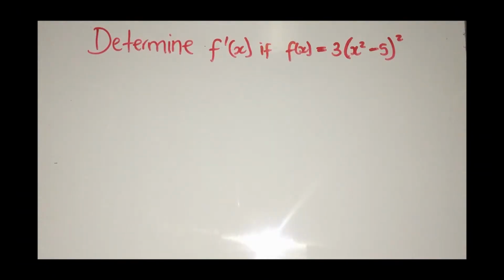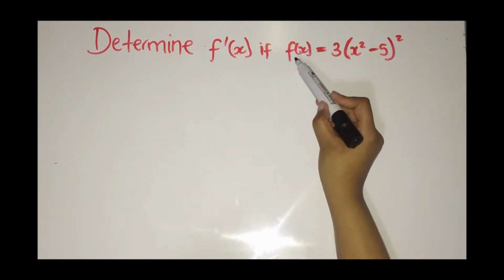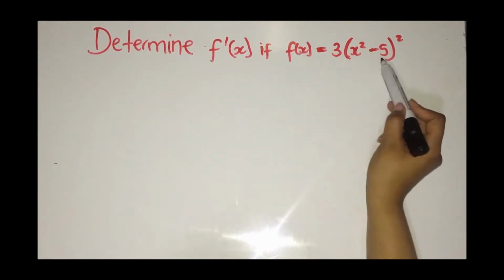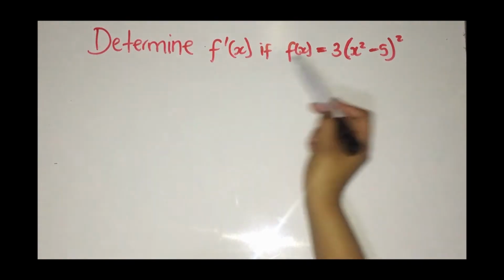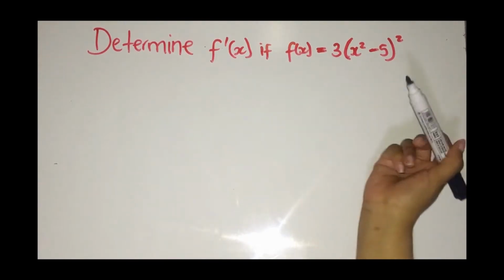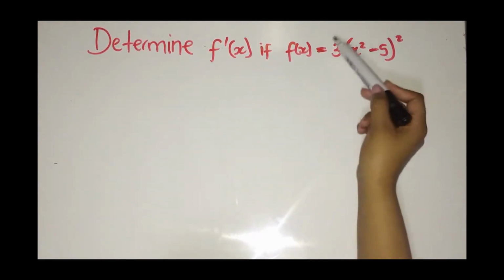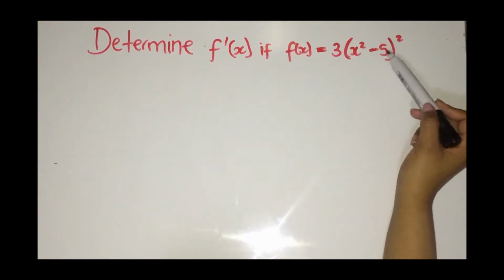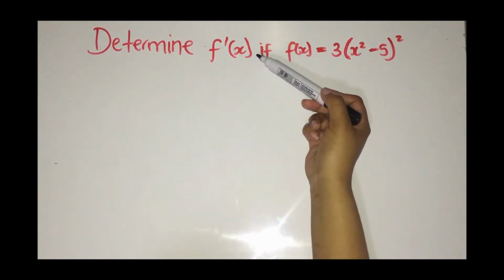The next question says determine f prime of x if f of x is equal to 3 multiplied by x squared minus 5 all together to the power of 2. So the question they are asking is that f of x is given, so what you must do is show the derivative of f of x. Okay, so now obviously we must first simplify this whole thing, and after simplifying it we will derive.